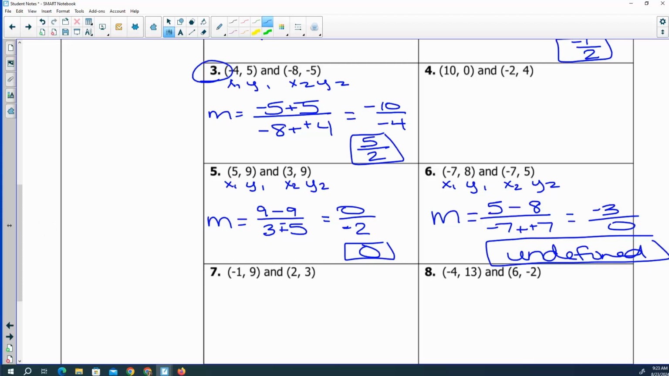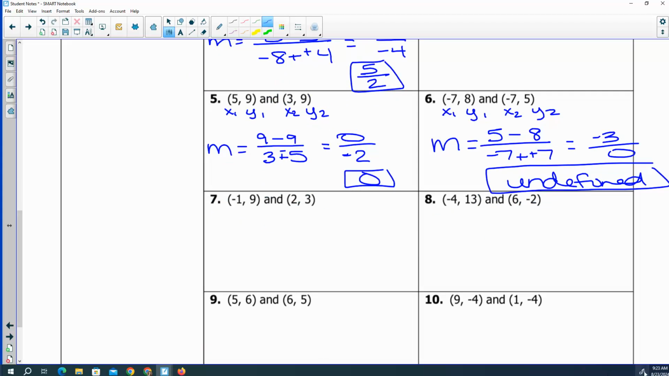Okay, why don't you guys try 7 and 8? If we do okay, then we might stop here. So, the first one, y2 is 3 minus the first y is 9 over 2 minus negative 1. So 3 minus 9 is negative 6, minus negative is positive. What is negative 6 divided by 3?